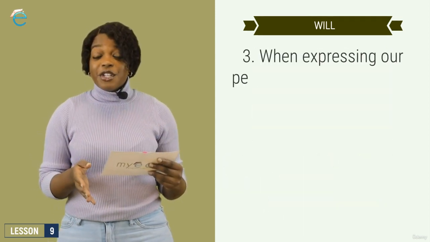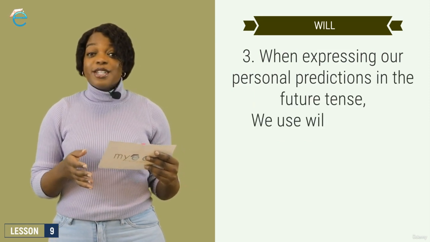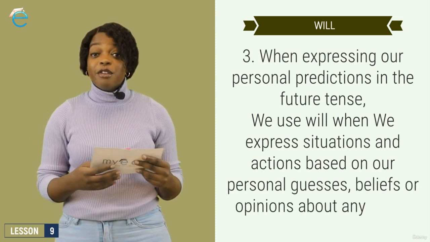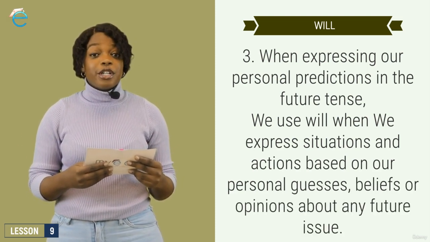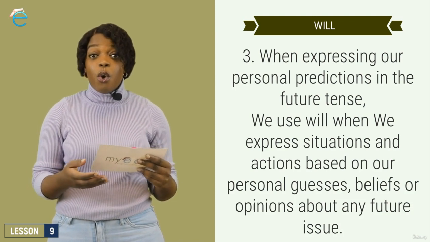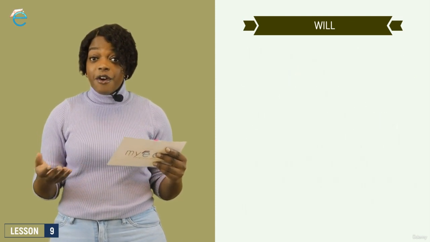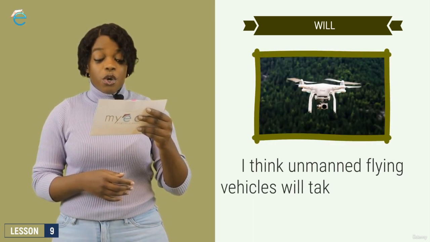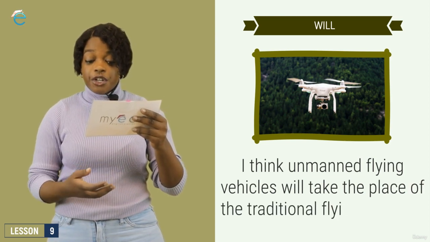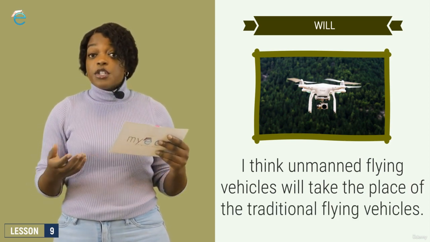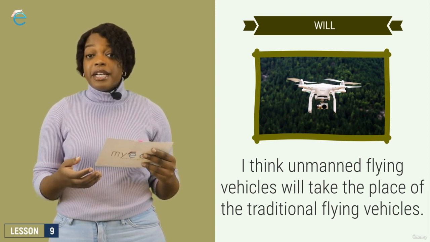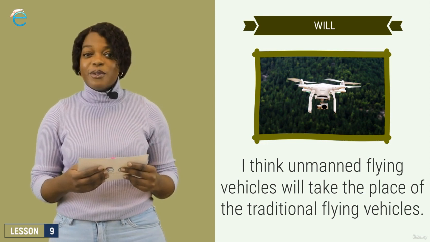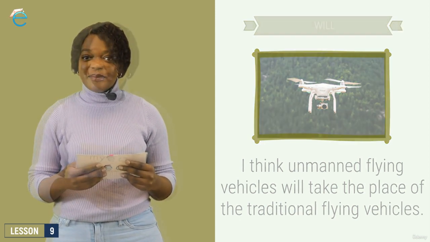The third type of situation where we use will is when we are making predictions or guesses about the future based on our personal opinions, beliefs, or comments. For example, I think unmanned flying vehicles will take the place of traditional flying vehicles. Speaking about a future issue, but it's my personal opinion or comment, and I can use will in this situation.